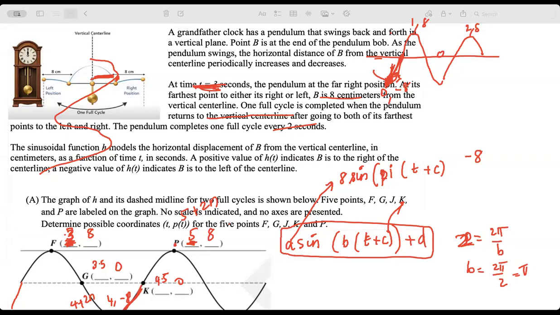Yep. 4.5, yeah. So it moved up, so it is how much? 4.5, right? Yeah, you can say this is minus 4.5. So the sine equation would be 8 sine pi t minus 4.5. Then what? Plus 0, right? Now, if you put a negative 8, negative 8 is also possible, right?